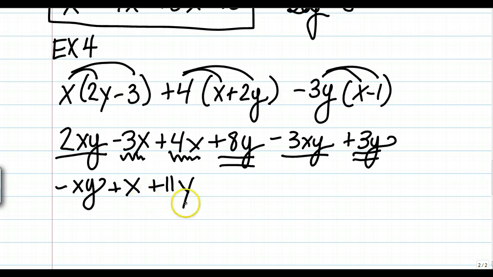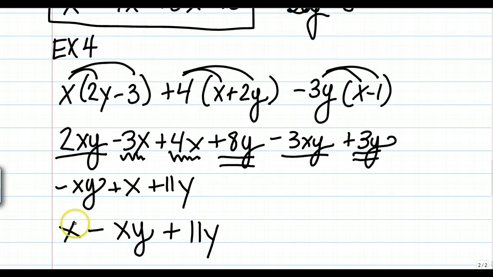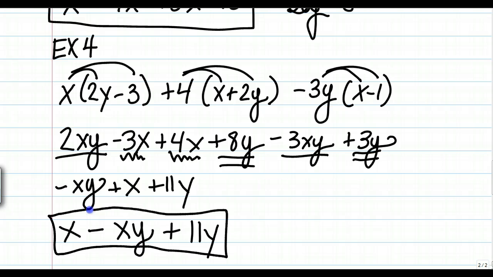So now I'm going to write this in descending order. And it's hard because you have two variables that are x's. So you always go with the solo one. So this is going to be x, and then it's going to be minus xy plus 11y. They're both powers of 1, however, you just put the solo one first for descending order.